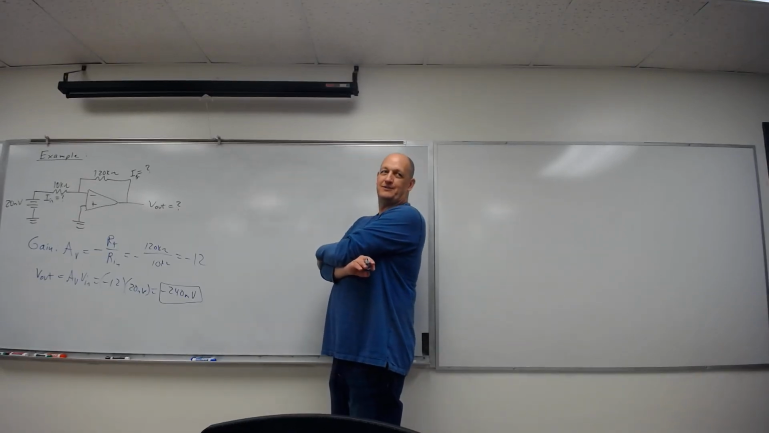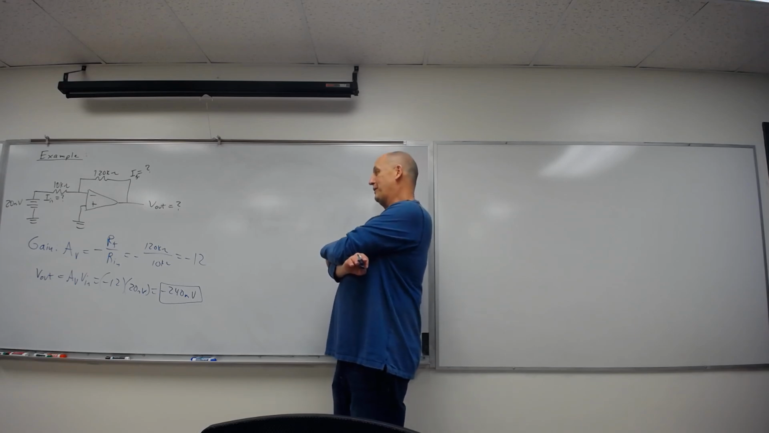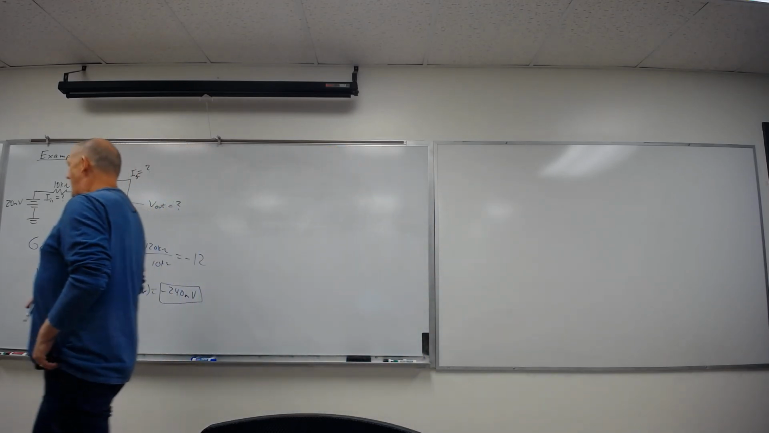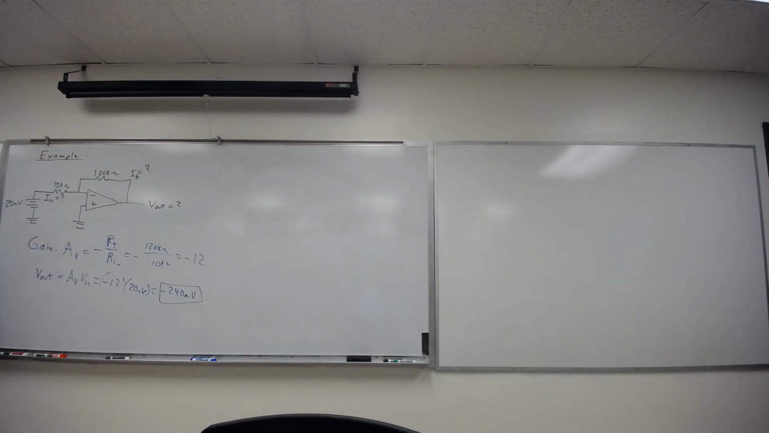That wasn't very hard, was it? These are easier than BJTs, I think. The only harder thing when you connect them is making sure you get the negative and positive power supply. Okay, let's go find our currents. How do I find those?